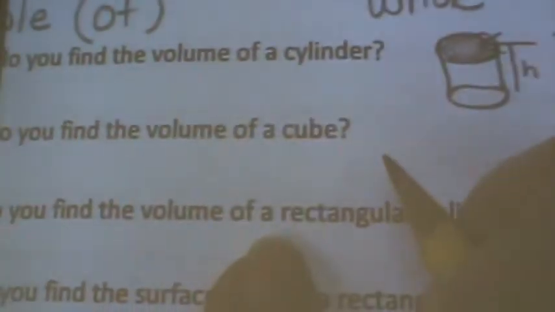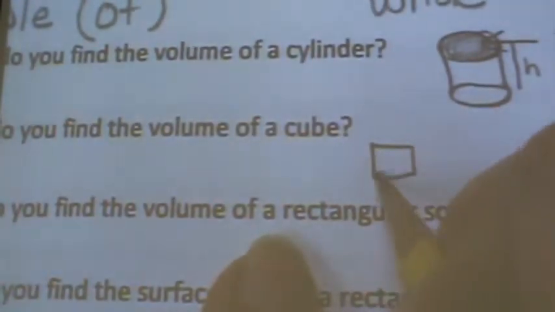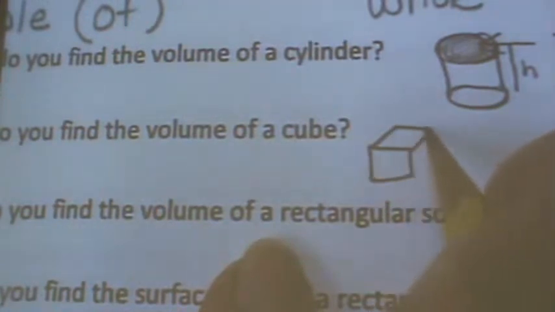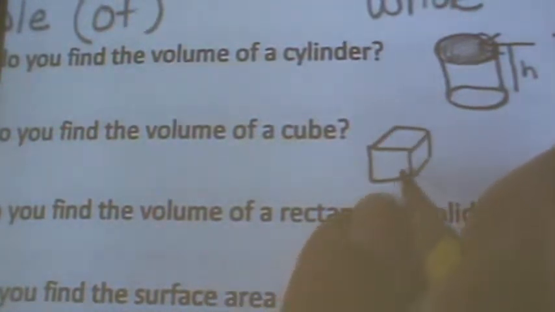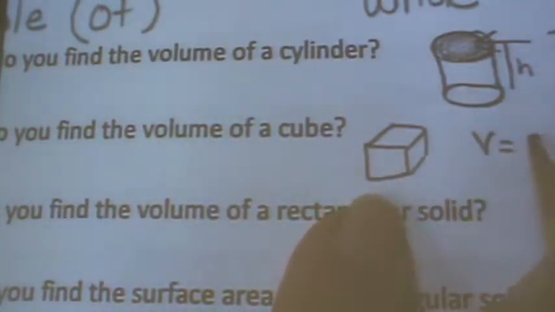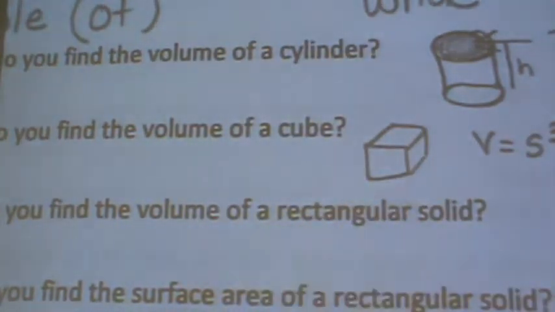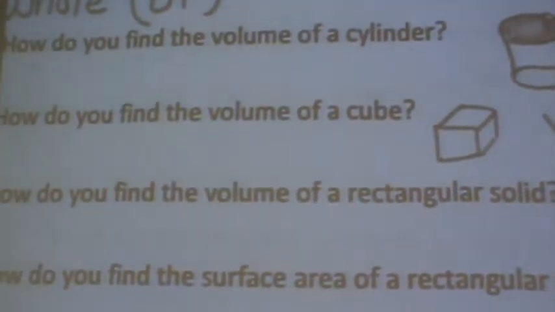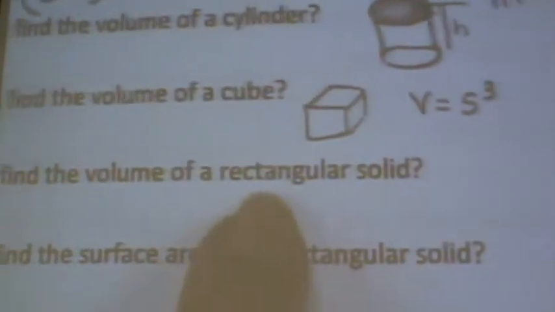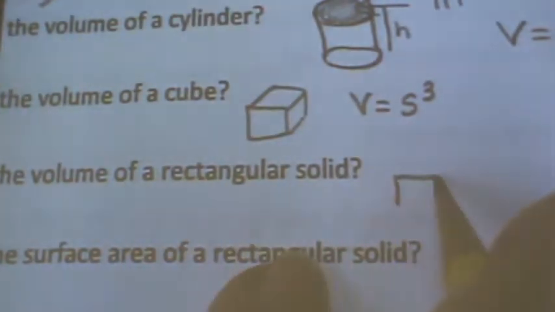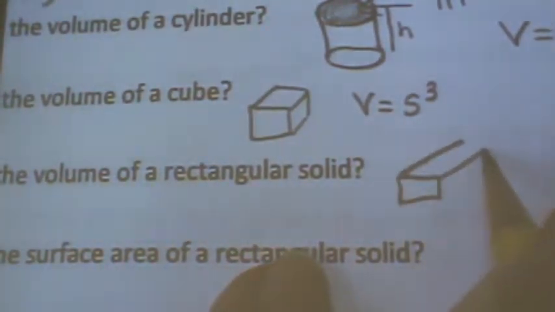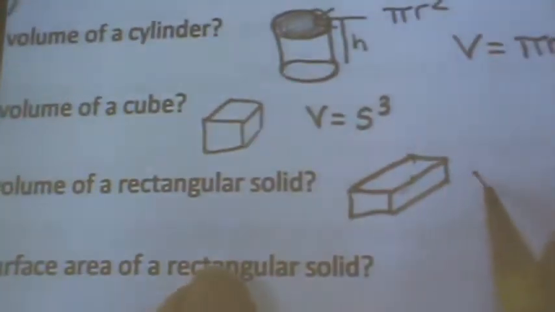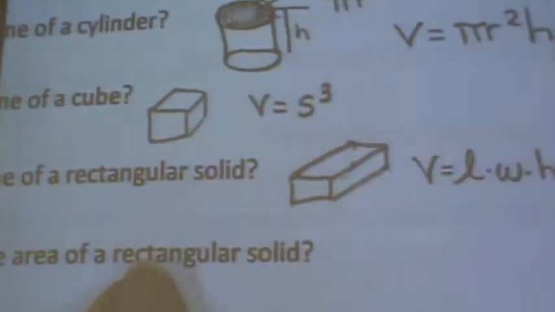Now, the volume of a cube, if you have a cube, think of a box that has equal sides. It's length times width times height, but they're all the same. All the sides are the same. So the volume is the side cubed for a cube. What about if it's a rectangular solid? So in other words, all the sides are not the same. What's the formula for volume? Length times width times height.